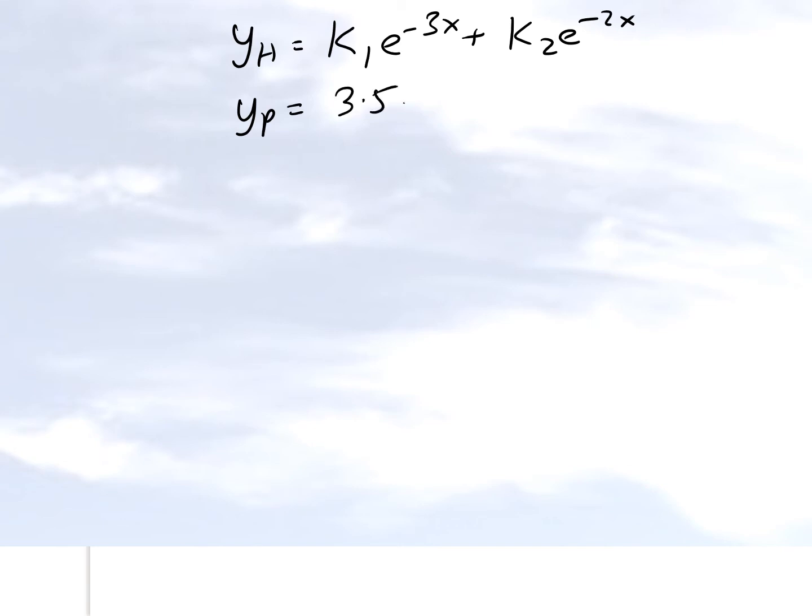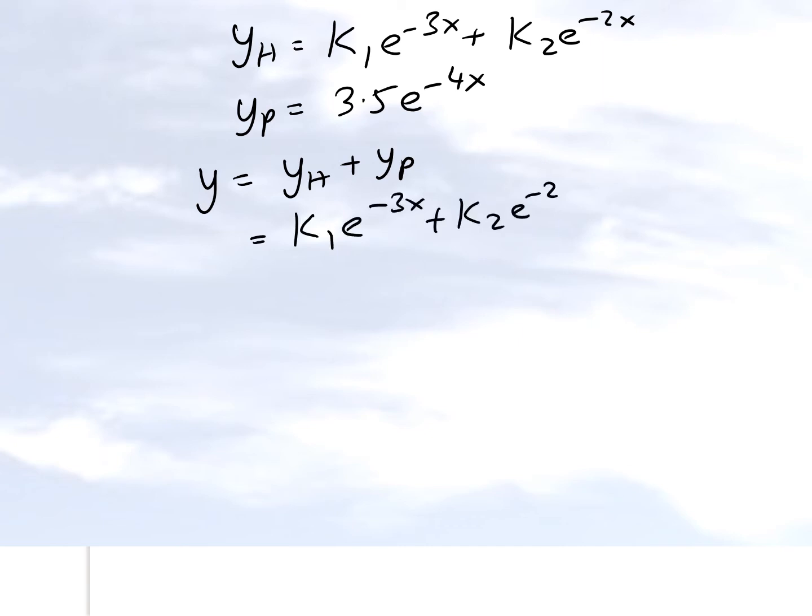We found out that the homogeneous part of the solution is k1 e to the power minus 3x plus k2 e to the power minus 2x. The particular part of the solution we just found out to be 3.5 e to the power minus 4x. So the complete solution is the addition of the homogeneous part and the particular part. So for that, we will get this.